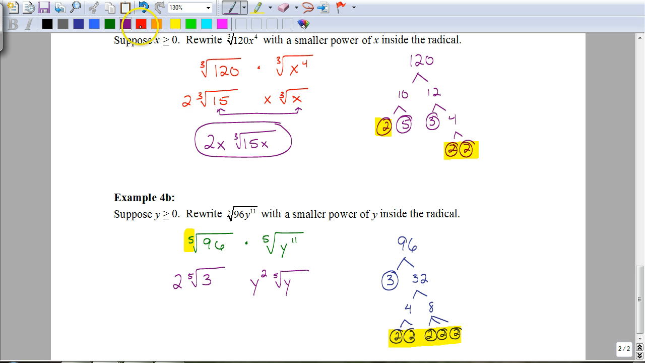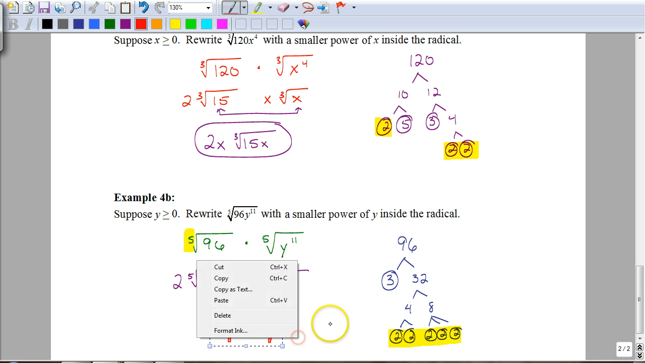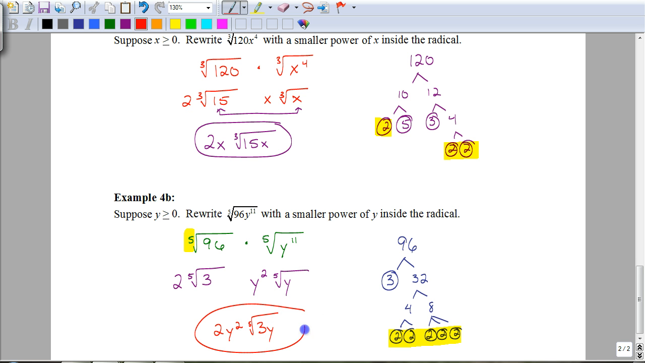So again, when I go to write my final answer, I'm going to multiply together what's on the outside of the radical. So the 2 and the y squared, so 2 times y squared would be outside the radical. And the 5th root of 3y would be under the radical. So there's your final answer.